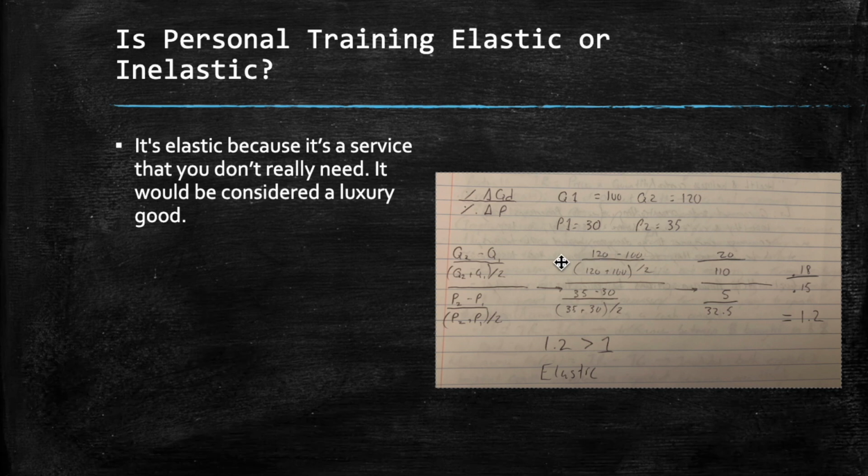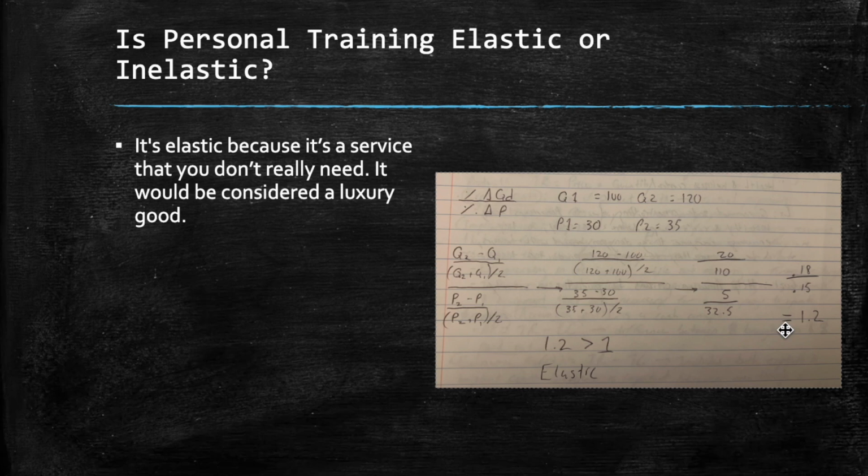And we plug and chug. We put the numbers in and see what we get. So we get 120 minus 100, over 120 plus 100 divided by 2. That simplifies to 20 over 110. And then you do 35 minus 30, over 35 plus 30 divided by 2. That simplifies to 5 over 32.5. And then if you take this fraction and simplify it, you should get 0.18. And then if you simplify this fraction, you should get 0.15. And then do the math, 0.18 divided by 0.15, you get 1.2.